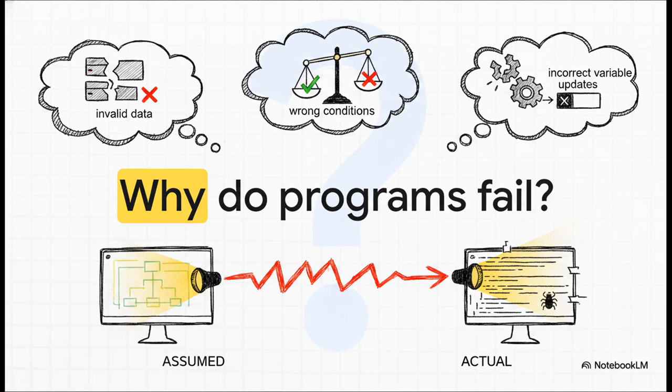Why do programs fail in the first place? Sure, it could be invalid data or wrong conditions, but at a much deeper level, they fail because there's a huge gap between what you assumed your program was doing and what it's actually doing. The machine literally doesn't care about your intentions. It just blindly follows instructions. Debugging is all about shining a light on that gap to uncover the hard truth of your program's behavior.